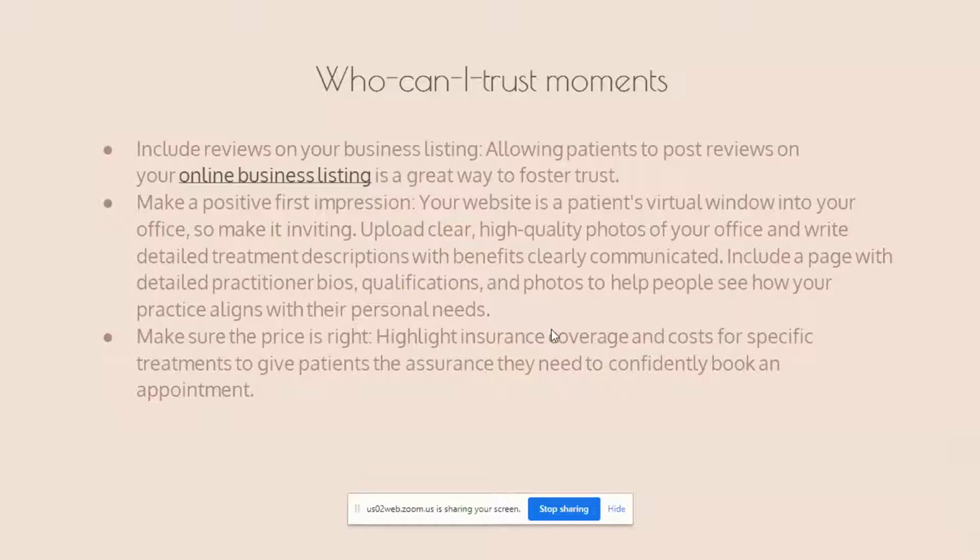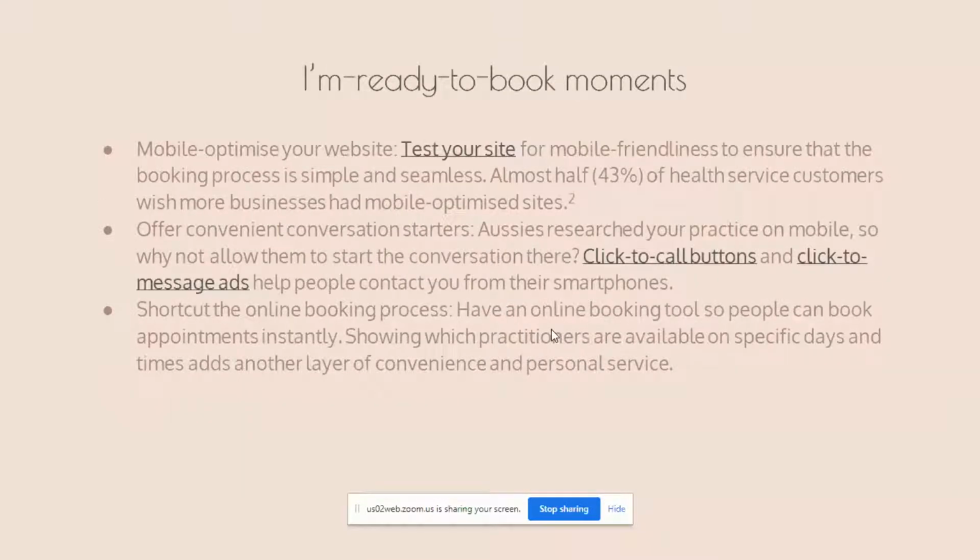You need to tell people what you actually stand for as a doctor and as a hospital, and make sure the price is right. That's the most important thing. And there's a lot of controversy which keeps going on, like high prices in the health sector and all. Then, I'm ready to book moments.